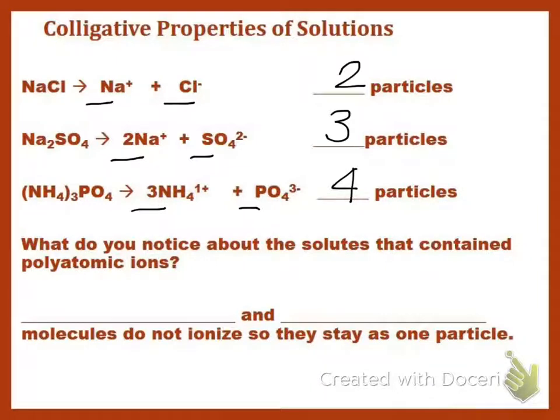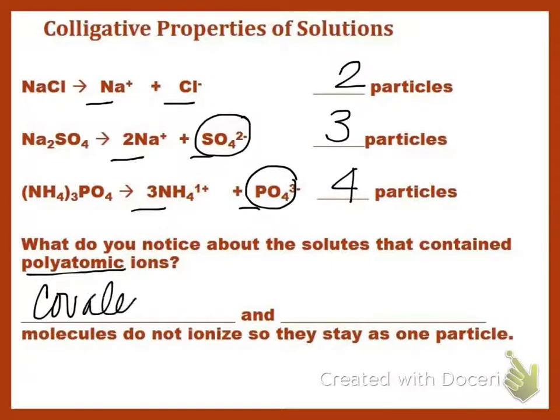So we do include the coefficients. The polyatomics, however, do not break apart. They stay as a particle. They don't break apart into the sulfur and oxygen for sulfate or the phosphorus and oxygen because they're covalently bonded. So your ionic compounds will break apart into their ions. If you have a covalent, which means molecular, or an organic molecule, they do not break apart. They are one particle only. Remember yesterday when we talked about electrolytes and non-ionic, and polar covalent, we said they don't dissociate.